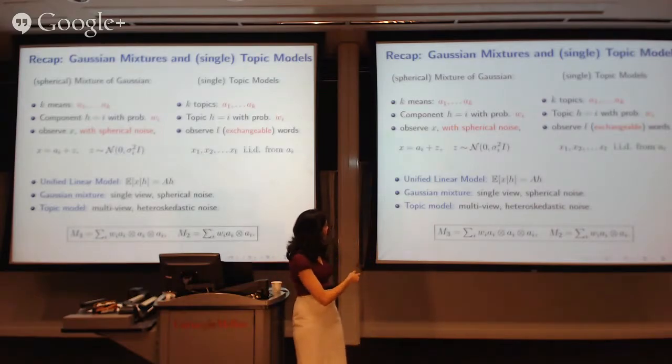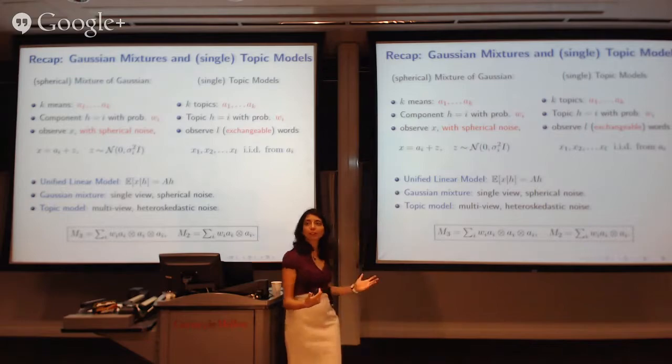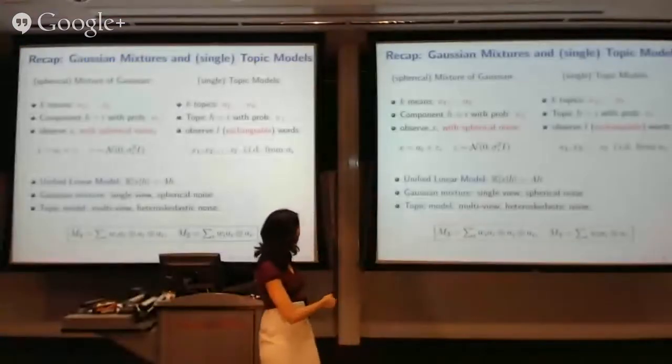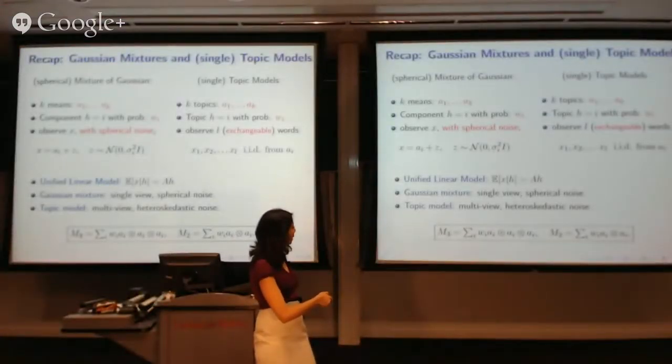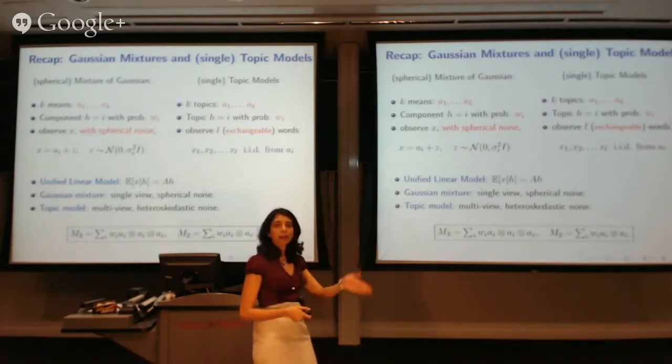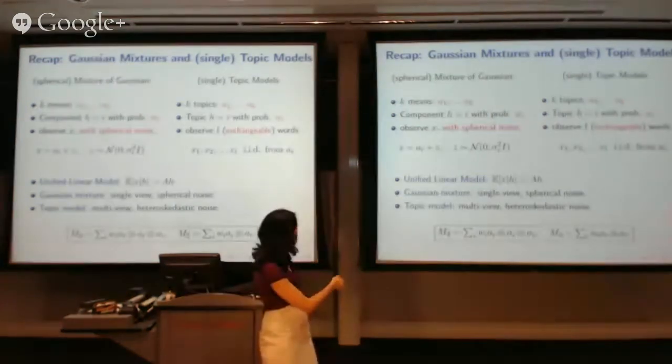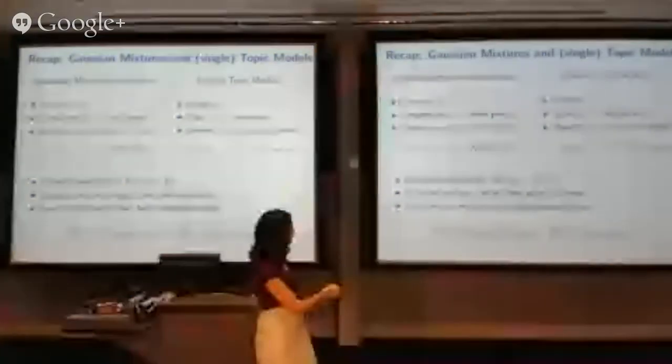We saw that for both these models, we could still think of them in a unified linear framework, where the expectation of my sample given the hidden component is just a linear function of h. Here h is my hidden component, and the matrix is either the set of means or the set of topic vectors.